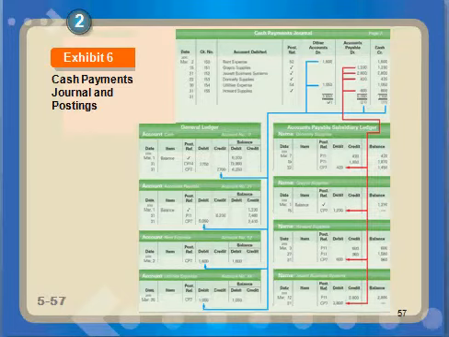And you can see on March the 2nd, we paid our rent, $1,600. And on March the 2nd, that was posted to our rent general ledger. And you can see for our post reference in the rent expense ledger, we put CP7, which means cash payments, page 7. And then in our cash payments ledger under the post reference, we put the account number 52, which represents the rent expense.